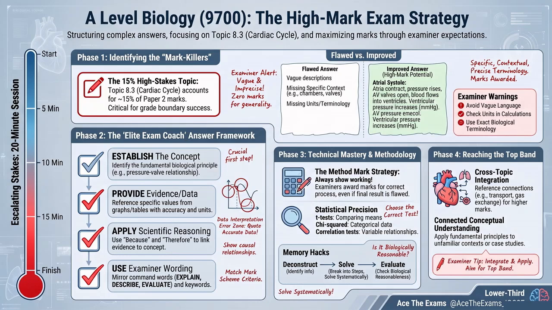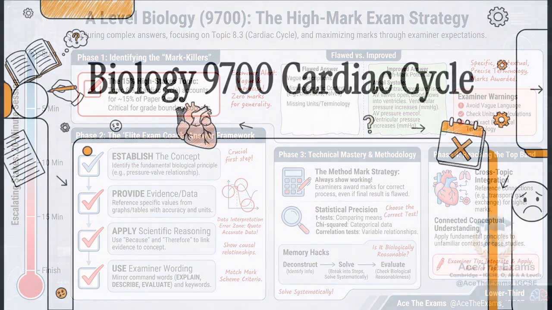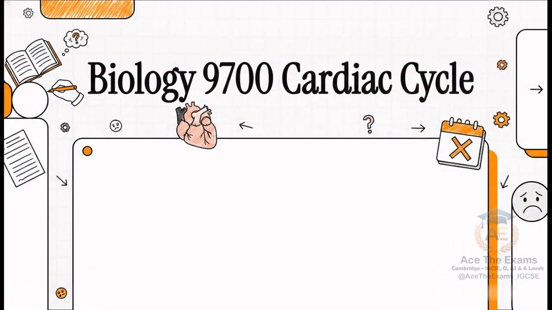Picture this. You're sitting in the exam hall staring down a super complex data table for the cardiac cycle. You write down what you think is an absolutely flawless textbook perfect answer. But then results day rolls around and you've completely missed the top mark band. Ouch. So what actually went wrong?